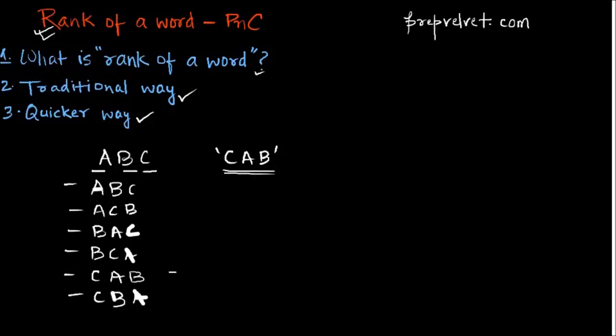So what is the rank of the word CAB? CAB comes at 5th position. Hence the rank is 5.